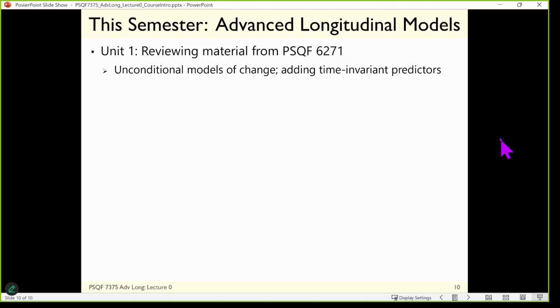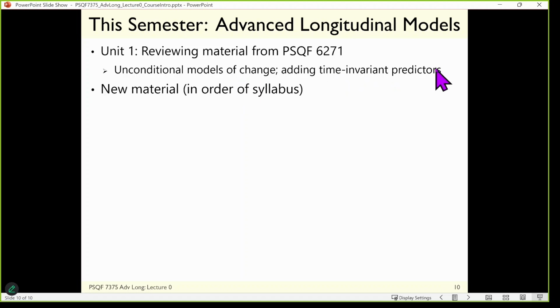So here's the plan. Unit 1 is our review. So I put together a lecture slide deck that is essentially a best hits collection from last semester, greatest hits, so to speak. Because even if you're a one-hit wonder, somehow you can make a greatest hits album if you really want to. So that's unconditional models of change involving fixed and random effects related to time, as well as time invariant predictors.